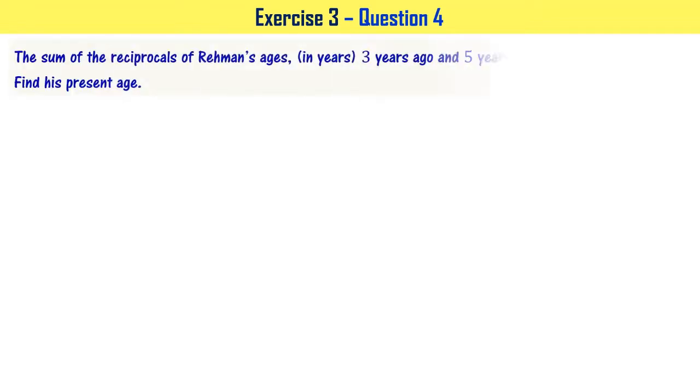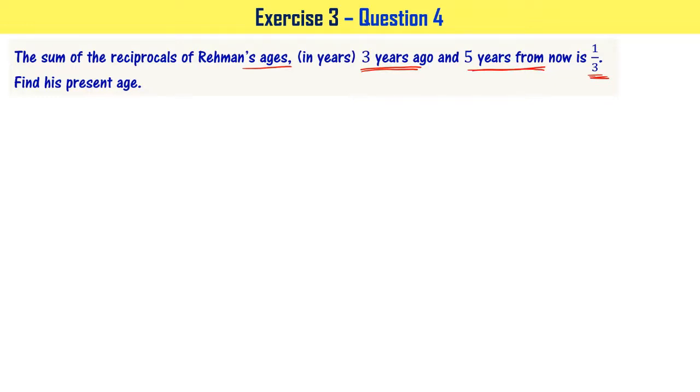Question number 4 is: the sum of the reciprocals of Rahman's ages in years 3 years ago and 5 years from now is 1 by 3. Then we are asked to find his present age. Let's repeat the problem statement once again. The sum of the reciprocals of Rahman's ages 3 years ago and 5 years from now, if you take the reciprocals and sum them, is equal to 1 by 3. And we are asked to find his present age, right?